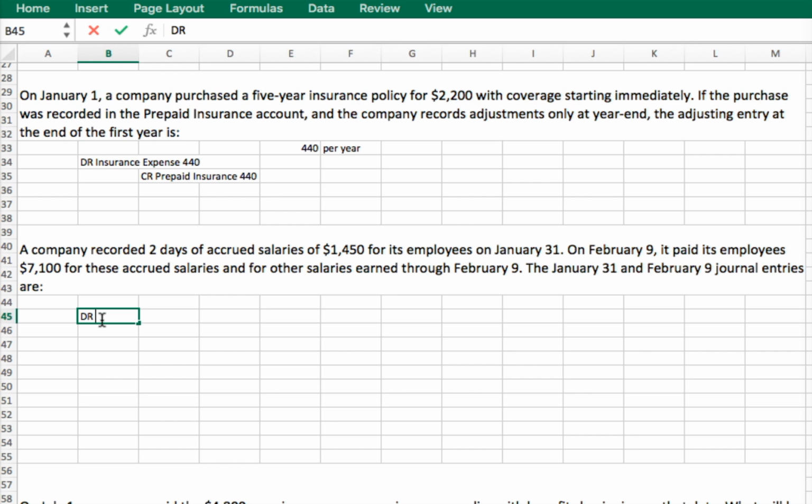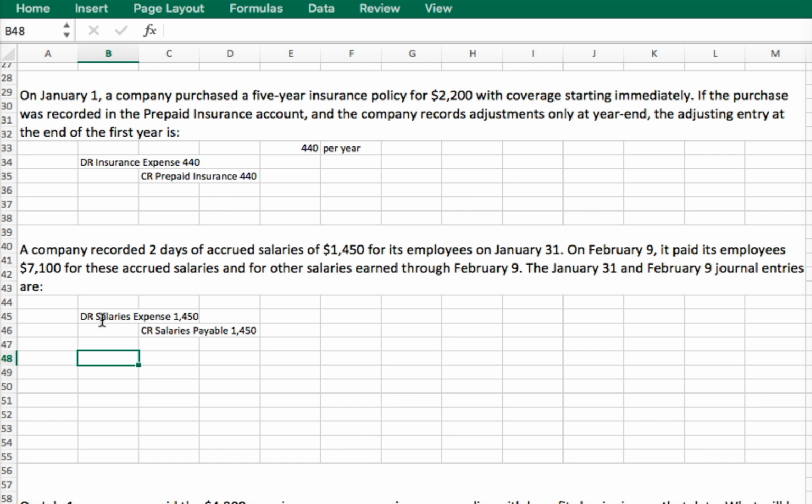So if you remember the format for that, you want to record an expense because we have incurred the salaries expense for those people for $1,450. And that first one is going to be some type of payables account, salaries payable in this case, showing that we still need to pay those people $1,450 for their services as of January 31st. Okay, so that's the first part.